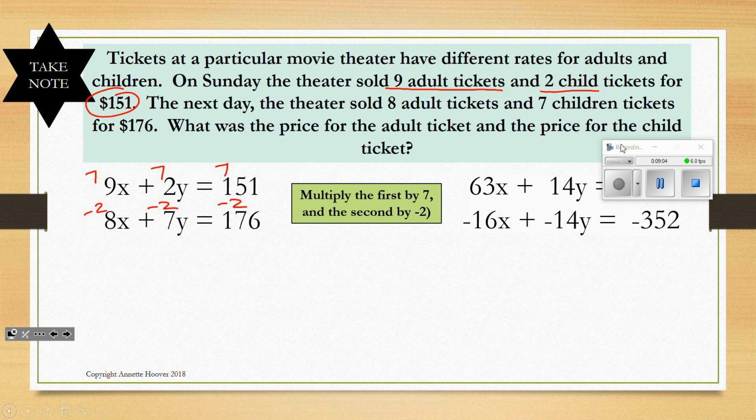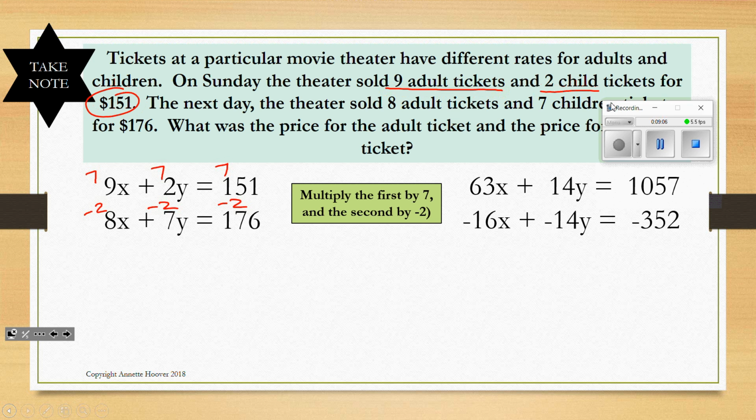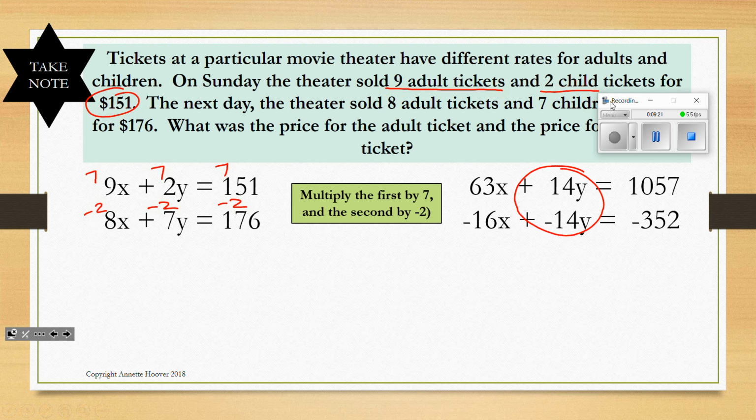We have 63x plus 14x equals 1057. There's that number. When we multiply the second equation by -2, we get a -16x, a -14y, and a -352. We have created our opposite coefficients that get eliminated. Now we have a +63 minus 16x, and that is going to give us 47x. And 1057 minus 352 is 705.